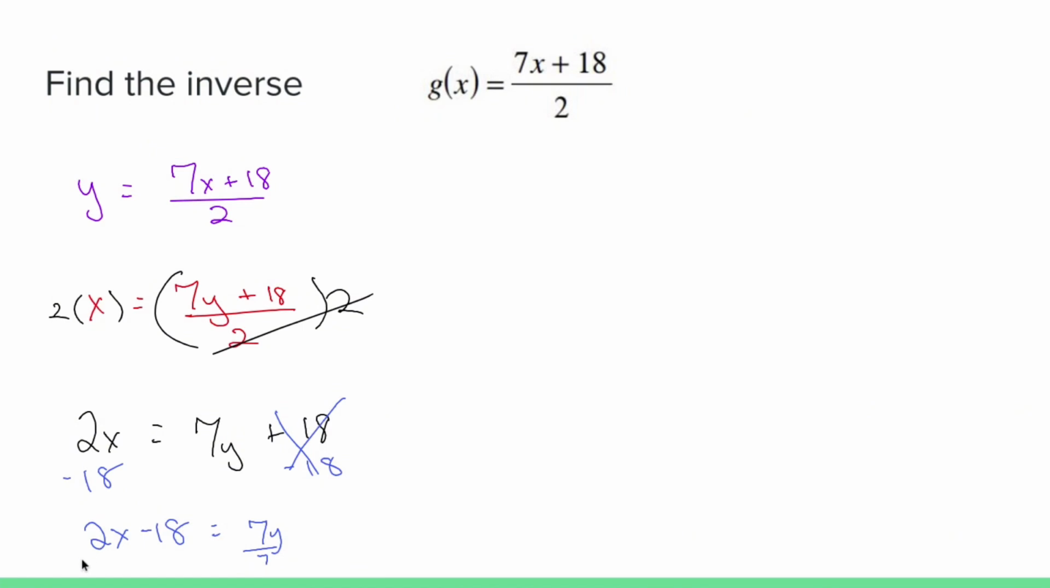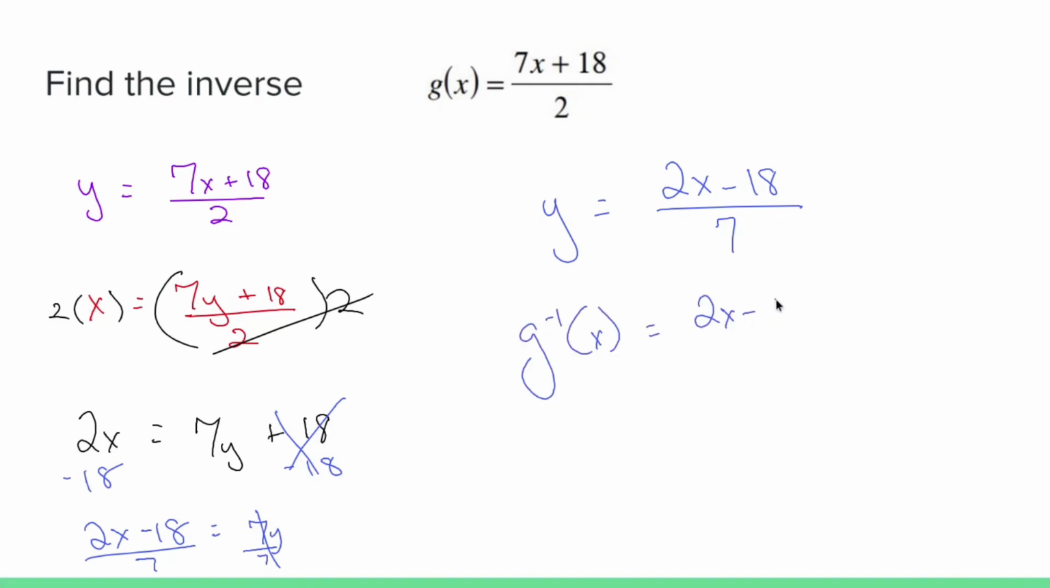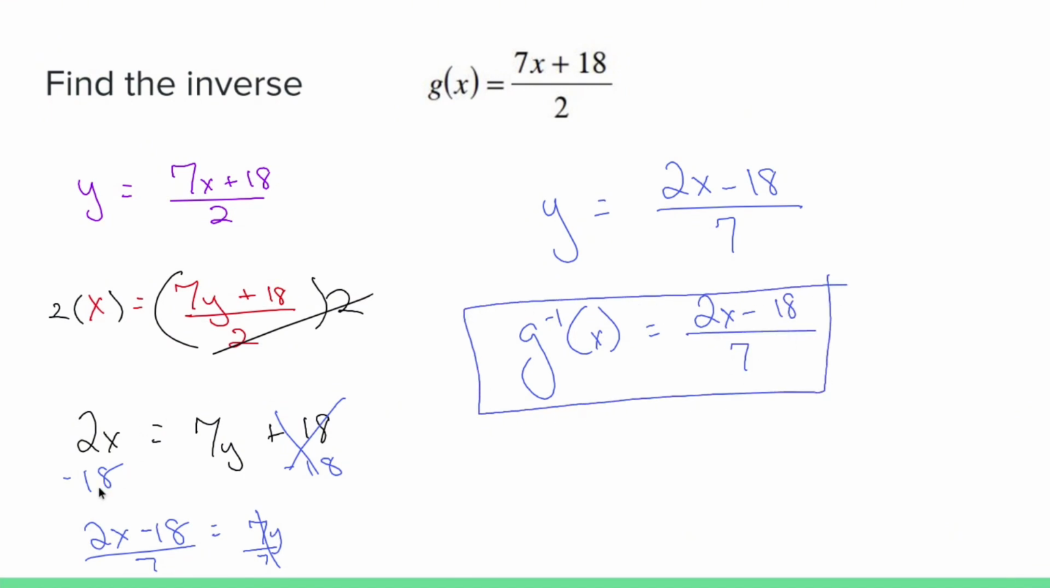Divide both sides by 7, and let's write out over here that y will equal (2x minus 18) all over 7. I don't like that it's y, it should be g inverse, so g inverse of x is going to equal (2x minus 18) all over 7. And that's that.